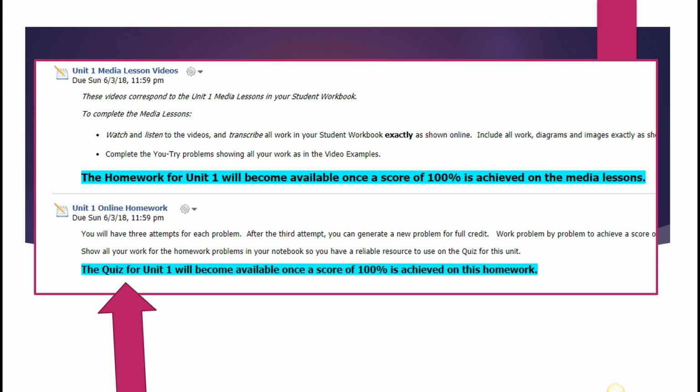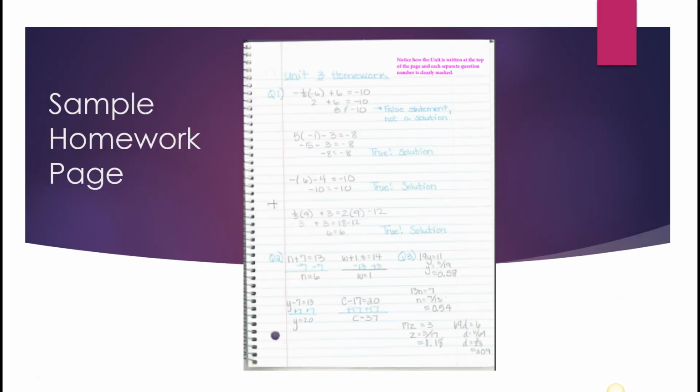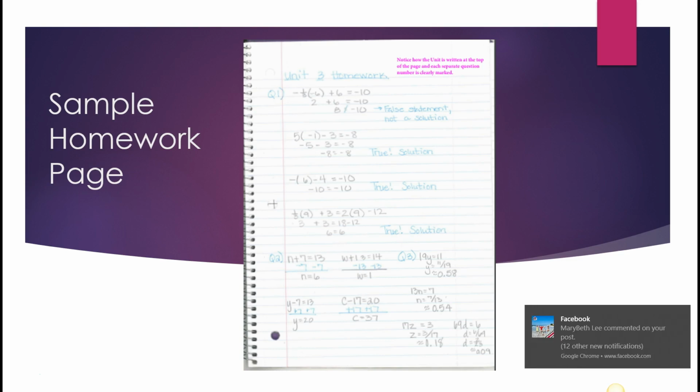Notice the quiz for that unit will not become available until you receive 100% on the homework. This is an example of what you should be writing down while you're doing your homework. You want to have out your notebook with separate blank sheets of paper to show your work for each question in the homework. Again, you're creating a resource for yourself to use as you study for the exams and as you take the quizzes. You can use these notes on the quizzes, and then by preparing yourself to do the questions on the homework, you're preparing yourself also for the exams.